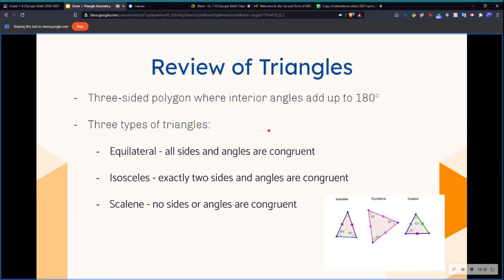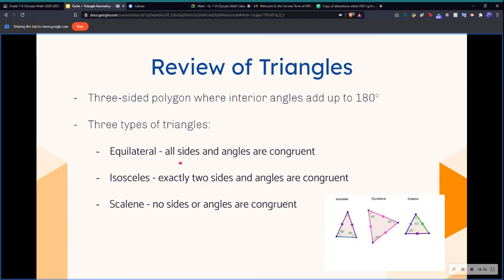A triangle is basically a three-sided polygon. It has 3 sides, and the interior angles, so the angles inside the triangle, add up to 180 degrees. Right? And then there are 3 types of triangles. You guys remember these? We have first an equilateral triangle.